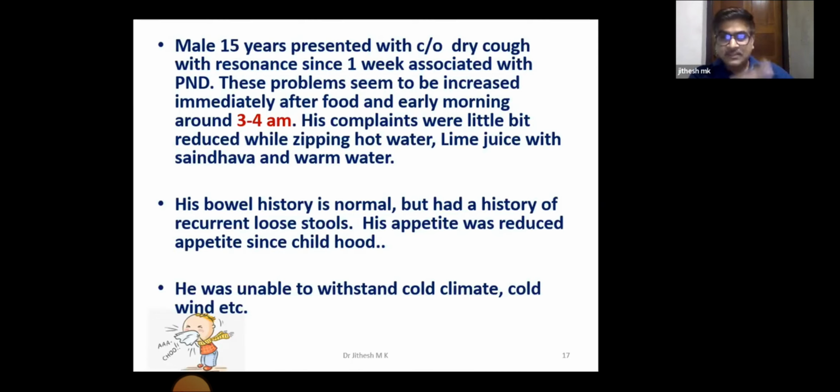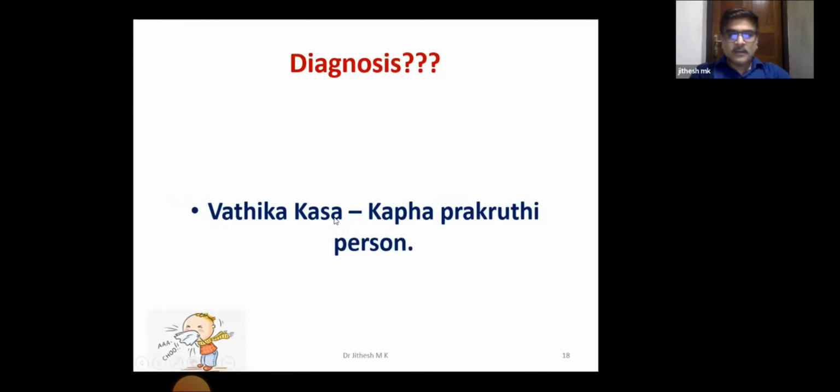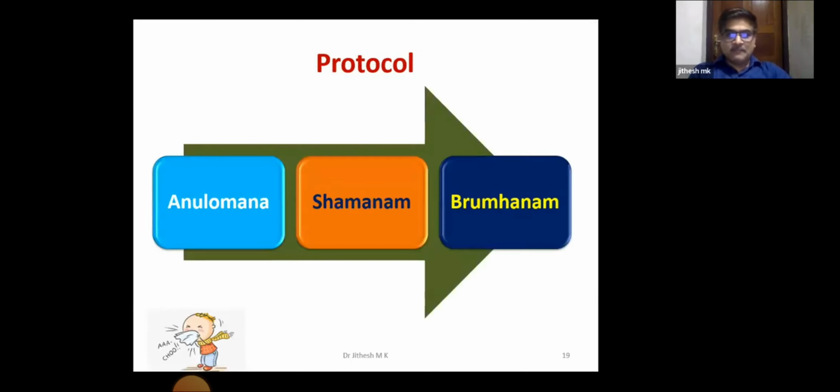Previously, for the simple dry cough, what I said is that line is entirely wrong in this condition. Here, how to treat? Vadiga Kasa occurring to the Kapha Prakriti person or Pitta Prakriti person, whatever it may be. Previously it was Anulomanam, then Pajanam and Brahmanam. And here also Anulomanam, at the same time Shamanam and Brahmanam.